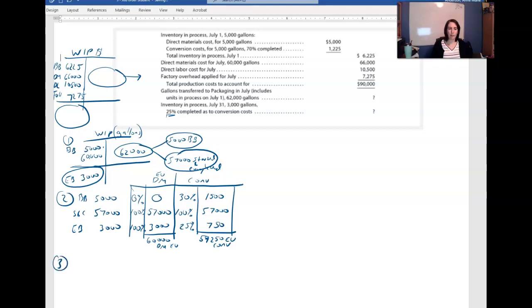Kind of step 3 here is how I like to think about it. All right, step 3, direct materials. We're going to look at those first. Everything so far has been units and gallons, right? Now we're going to start applying the dollars.